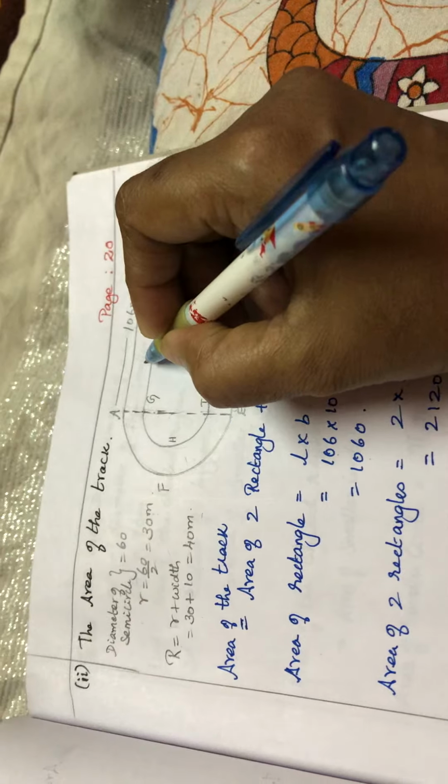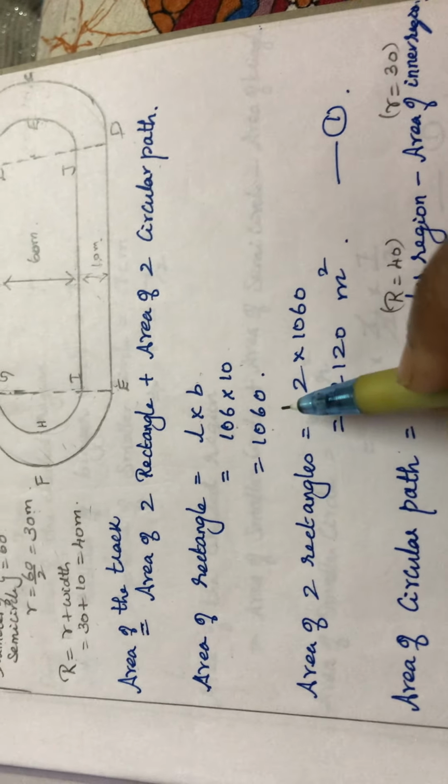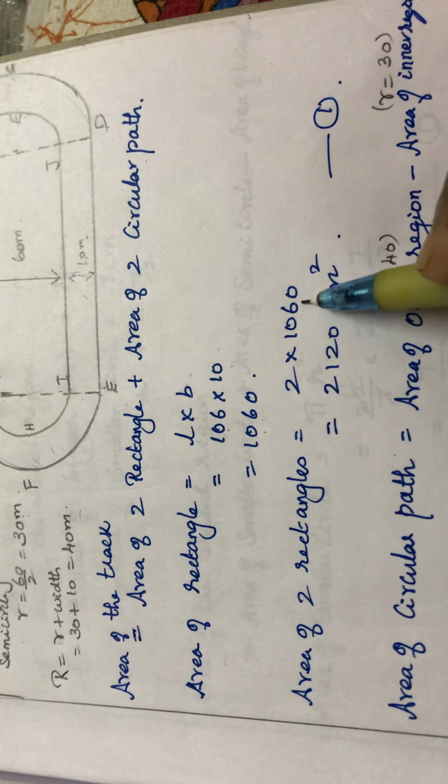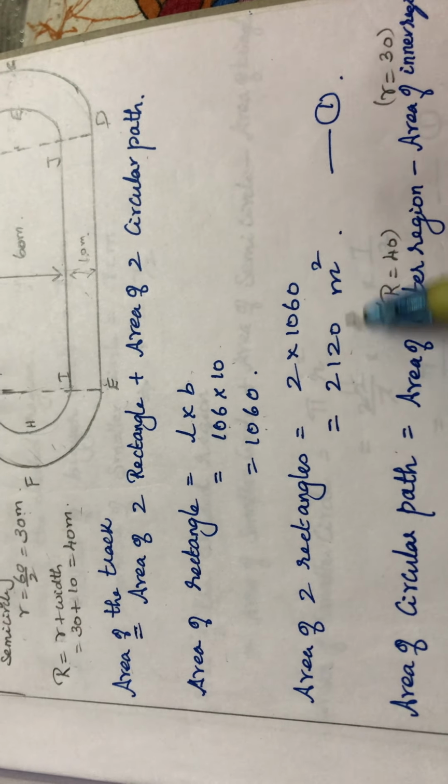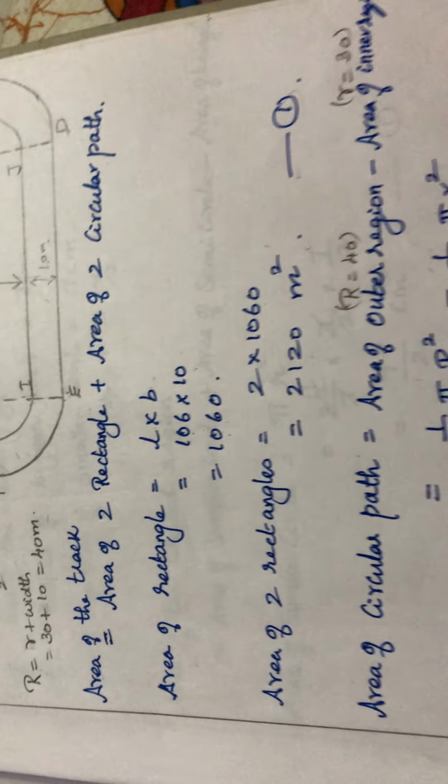For this part first I have calculated. For this I am going to calculate the second part. So area of the two rectangles is nothing but 2 into 1060. So I will get 2120 meter square. First I have found it for the rectangular region. So I am marking it as 1.